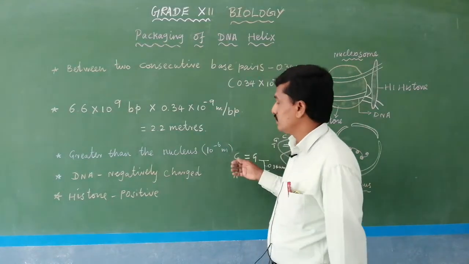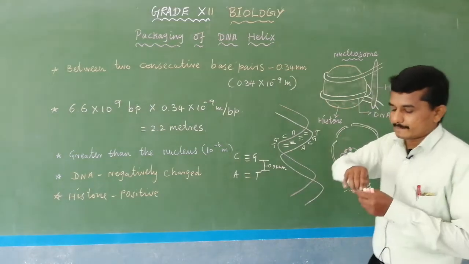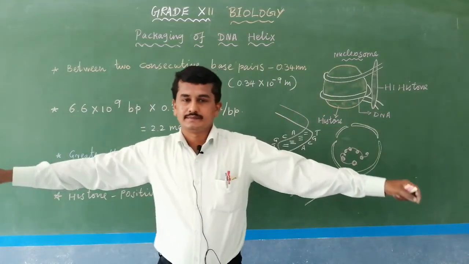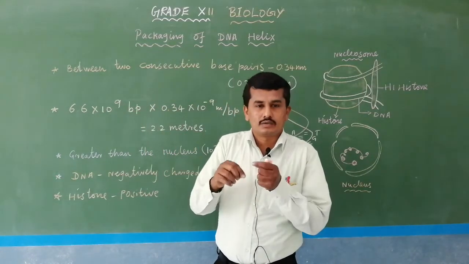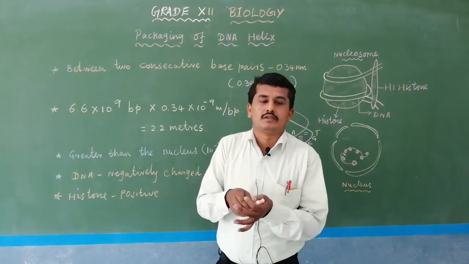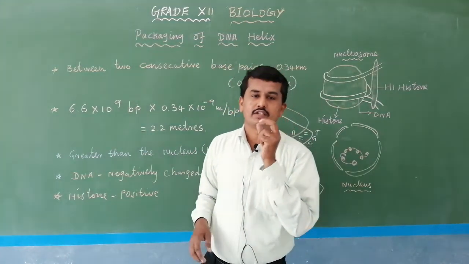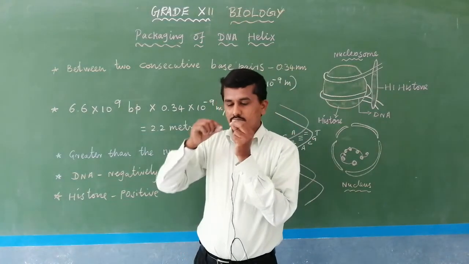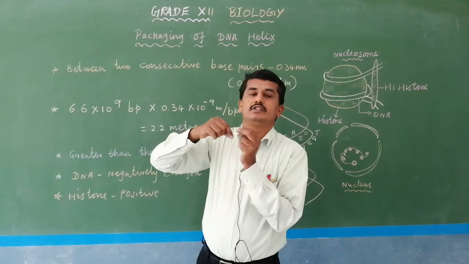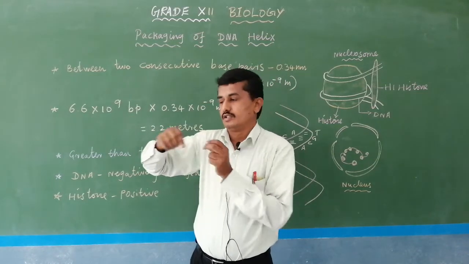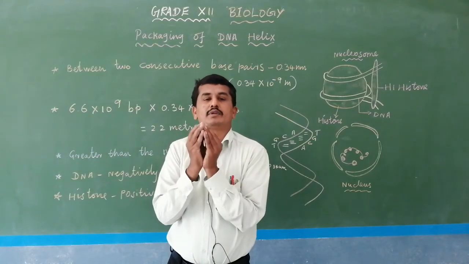So, it is nothing but the use of histone. Normally, you take a 2.2 meter thread, and by coiling or rotating the thread around a simple bead, a simple round structure, we encircle the particular thread, so the 2.2 meter thread is comprised within a small area.